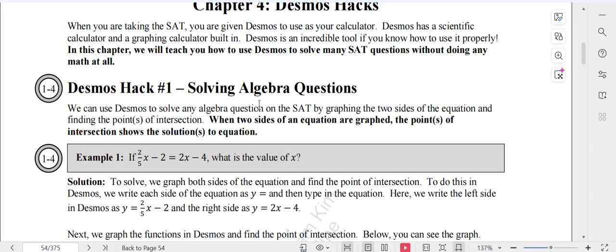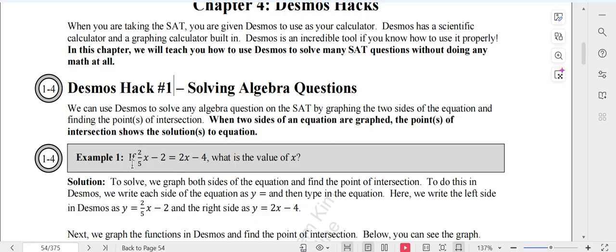So Desmos hack one: solving algebra equations. To solve any algebra equation on the ACT, graph the two sides, or two equations, and by looking at their intersection point, you will see your answer, your x value or your y value. When two sides of an equation are graphed, the point of their intersection shows the solution.